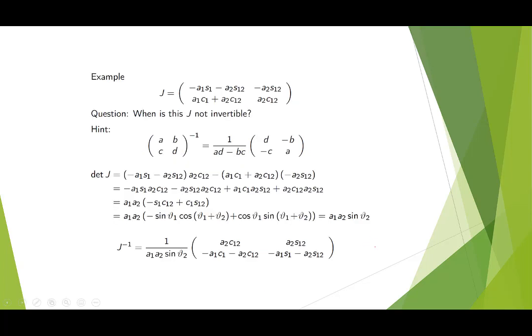For this case, you can probably solve it and see when the Jacobian is not invertible. Use this equation to find the inverse. The determinant term should show up like this, and you can see when this is 0, we cannot define the inverse of the Jacobian. And this term is 0 when the second angle of the robot is 0.